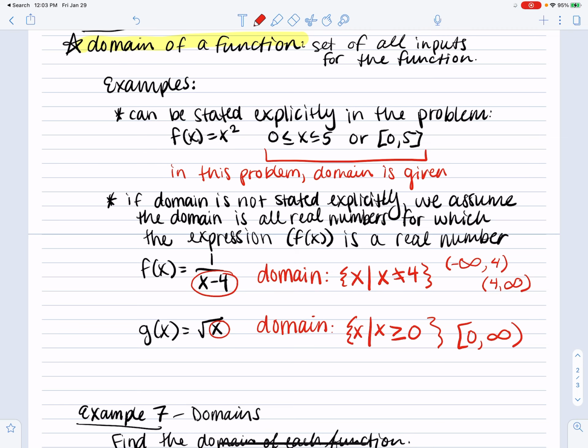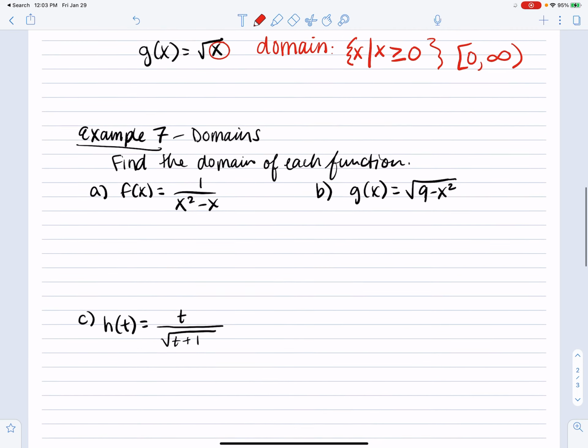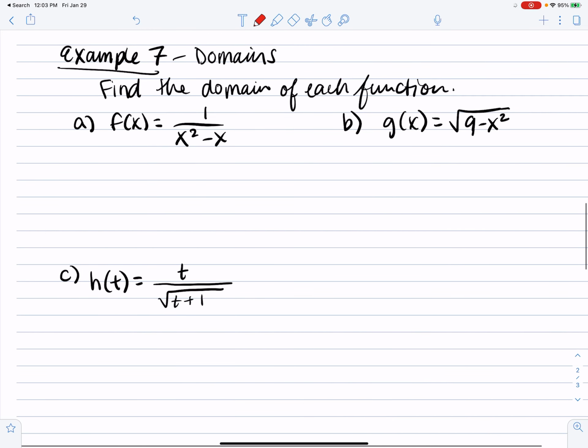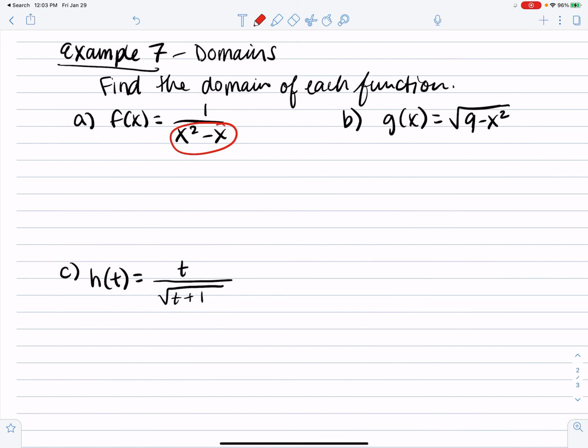Okay. So our example for today is find the domain of each function. So let's start with a. A is 1 over x squared minus x. So remember the denominator cannot be 0. So I'm going to factor this. I have the bottom can be written as x times x minus 1. So be sure to be able to factor that.